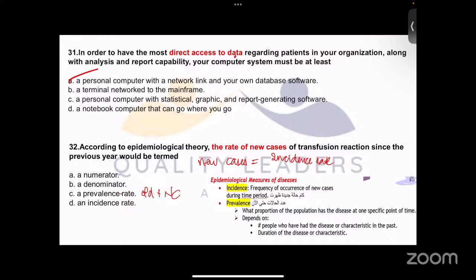So what's the answer here? The answer here is incidence rate. Okay, the rate of new cases equals incidence rate, and letter D is the correct answer.